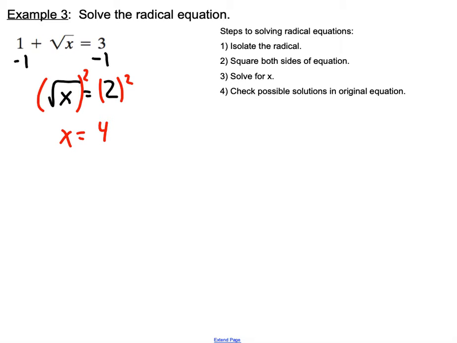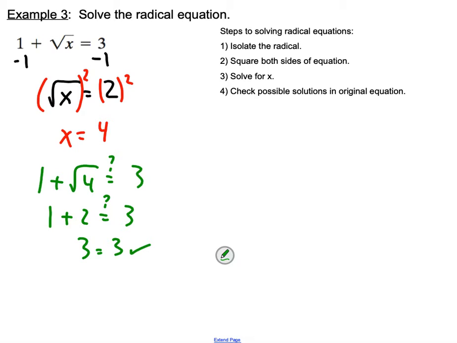Let's check to make sure it does work. The square root of 4 there is 2. Is 1 plus 2 there 3? Yes, it is. So it does check, so our solution of x equals 4 is correct.